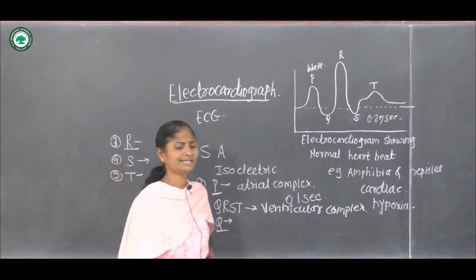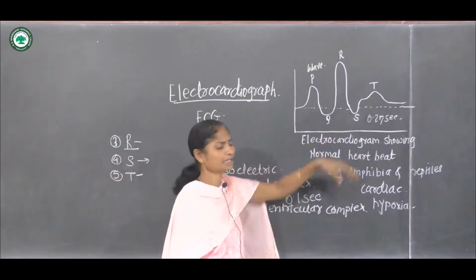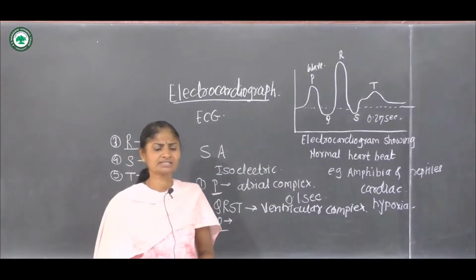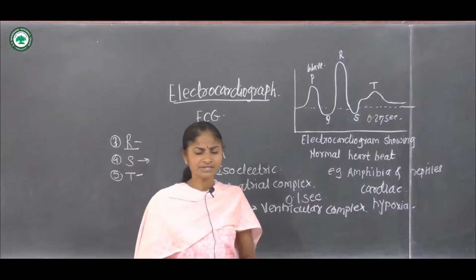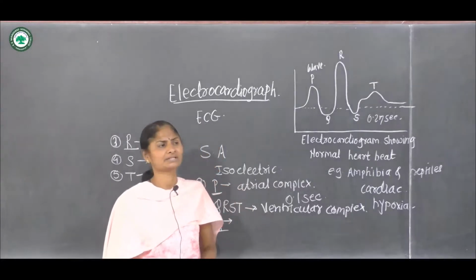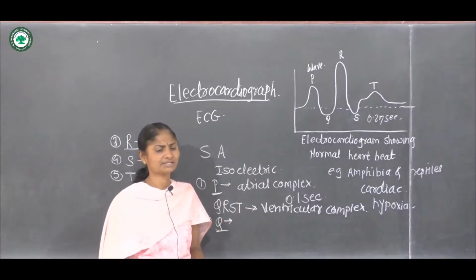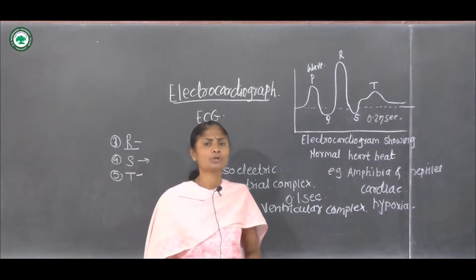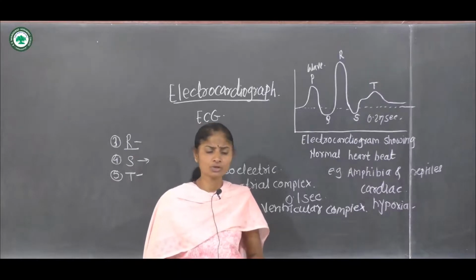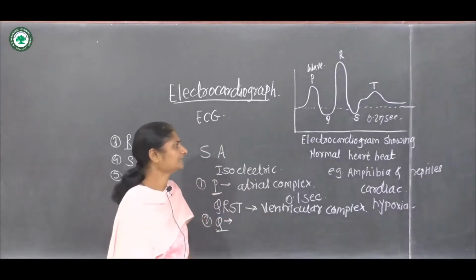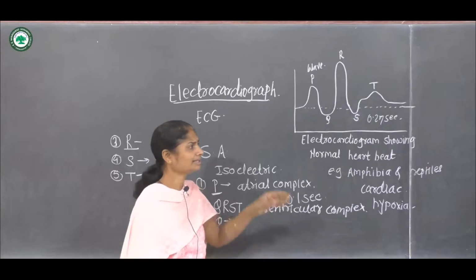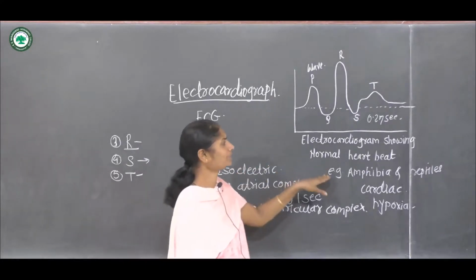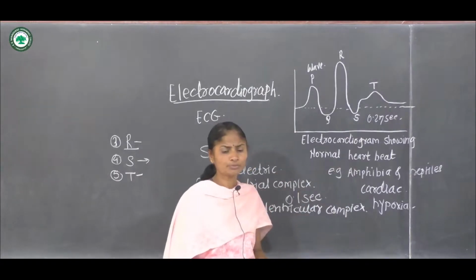The T wave indicates ventricular repolarization, and this occurs just as the ventricles are starting to relax. The T wave is smaller and wider than the QRS complex because repolarization occurs more slowly than depolarization. Depolarization is a fast process and repolarization is a slower process.